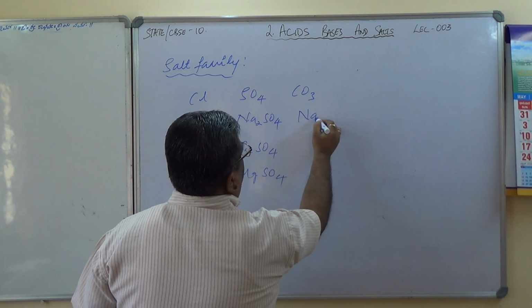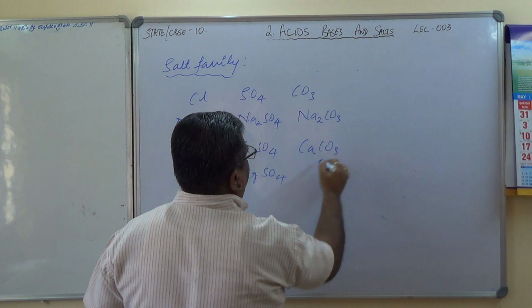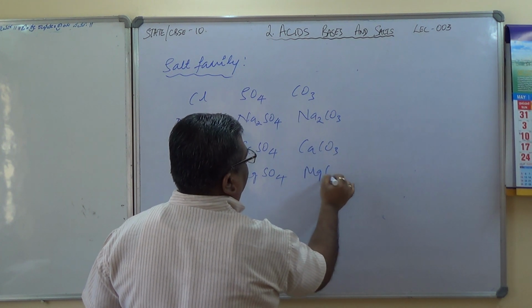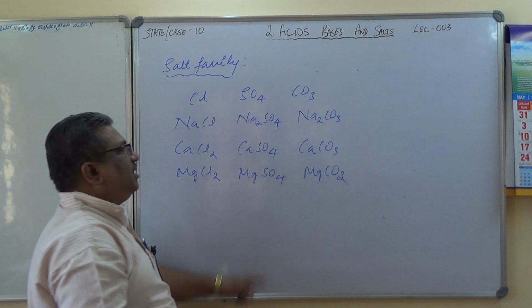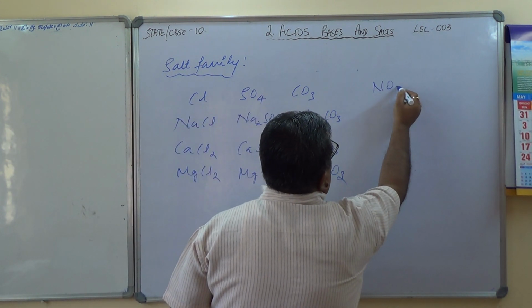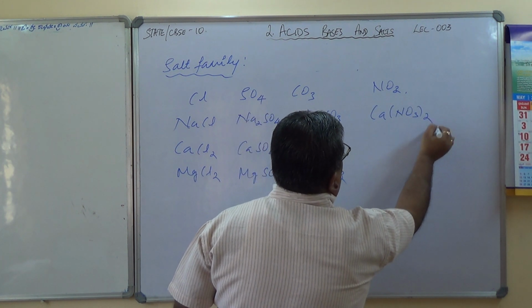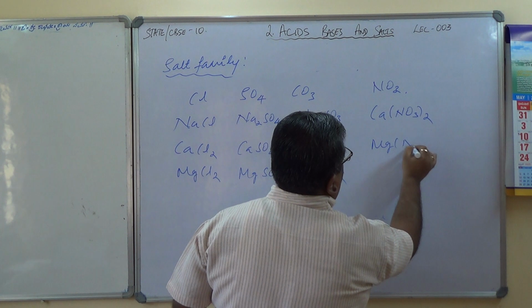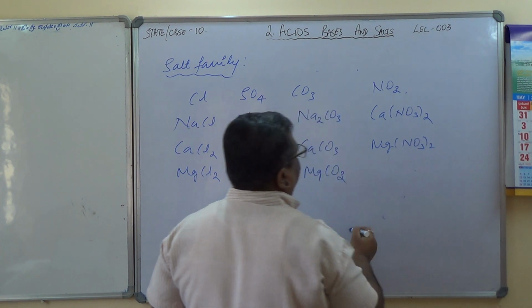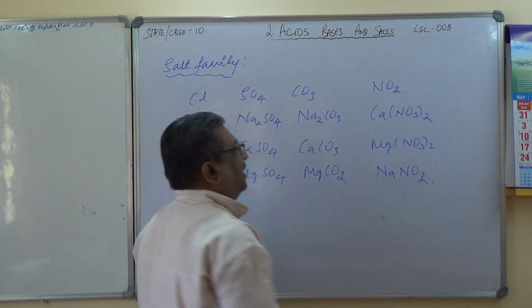Carbonate families: Na2CO3, then CaCO3 or MgCO3, etc. Isn't it? So these are carbonate families. Also you have nitrate families, NO3 families. So Ca(NO3)2, Mg(NO3)2, NaNO3, sodium nitrate. All these are called nitrate families.